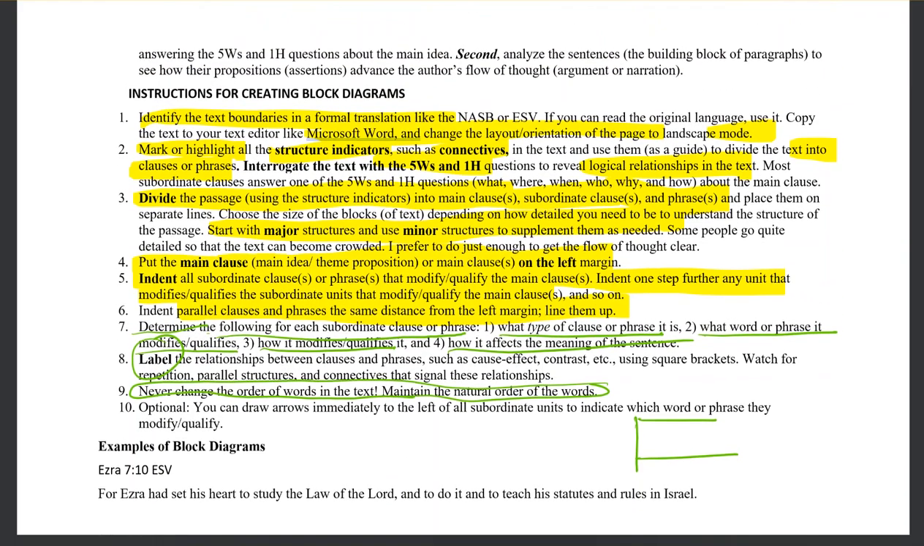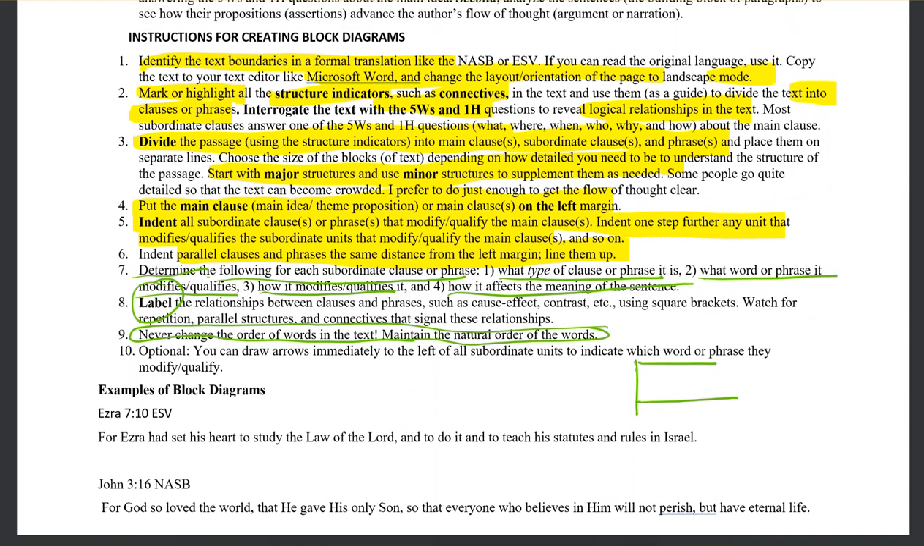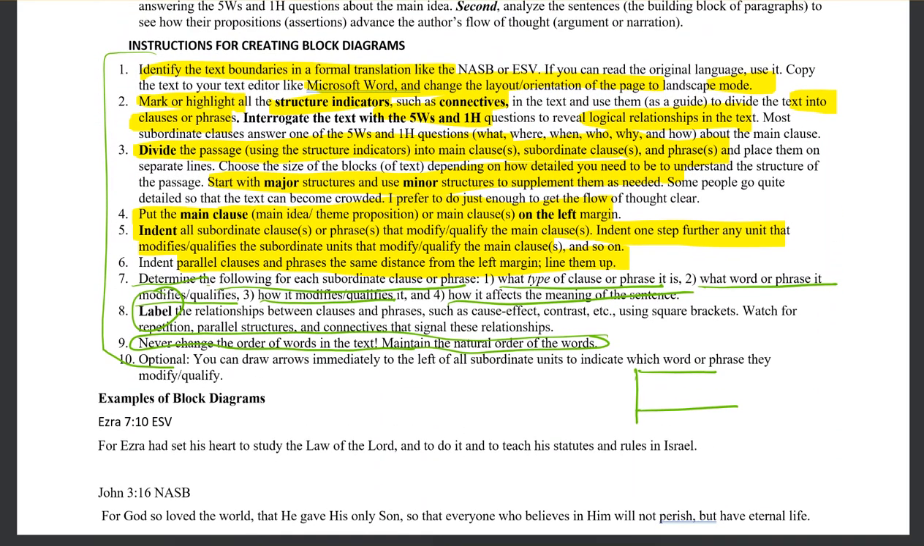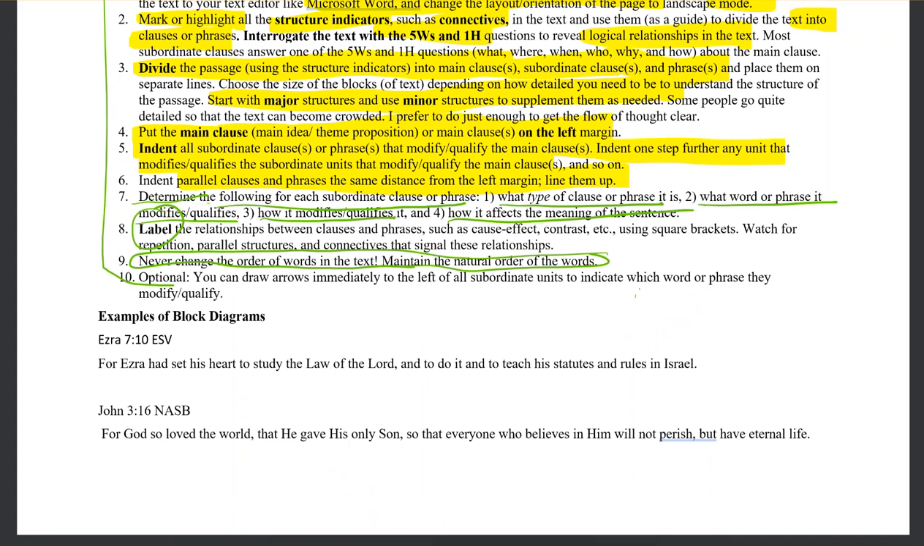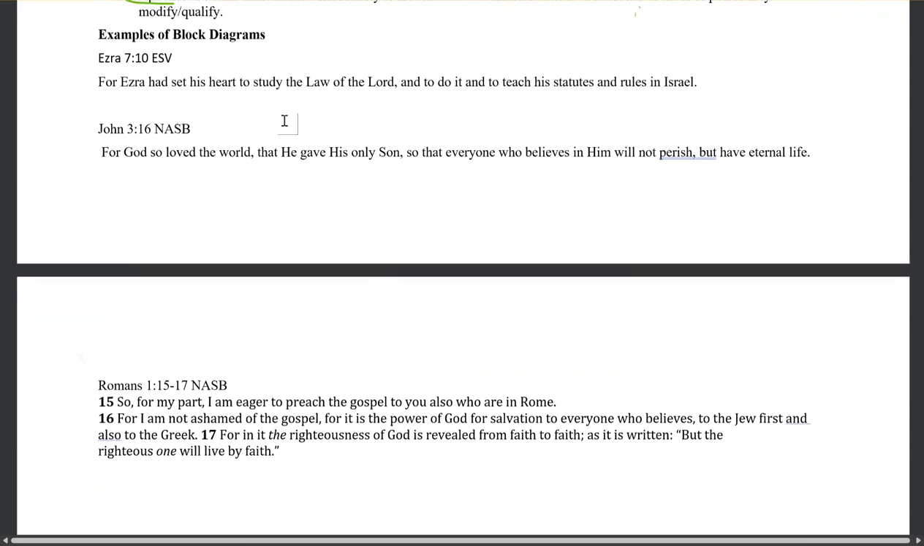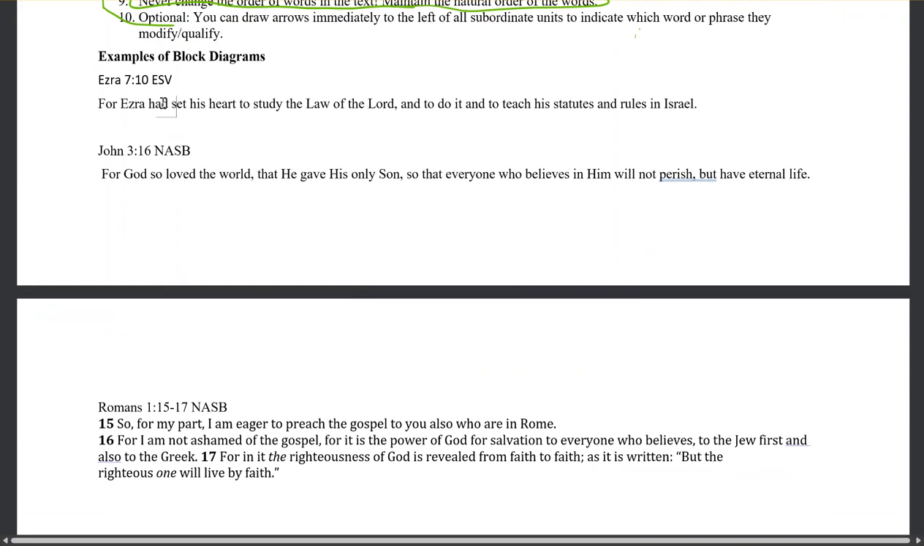So I've broken down the instructions here, and I've really given you a lot of text. But the key to this is that you're going to essentially just go through the text, as I'm going to show you with a few examples, and identify the structural connectives, the structural indicators, where the text naturally breaks, based on connectives that are indicators of structure. And then you're going to break the text up, indent it, and show what supports what. It's really that easy. Now let's see some examples for how to actually do this.